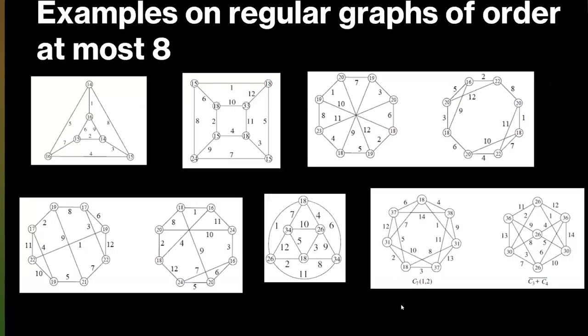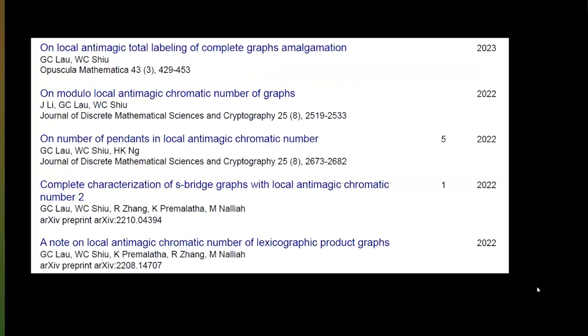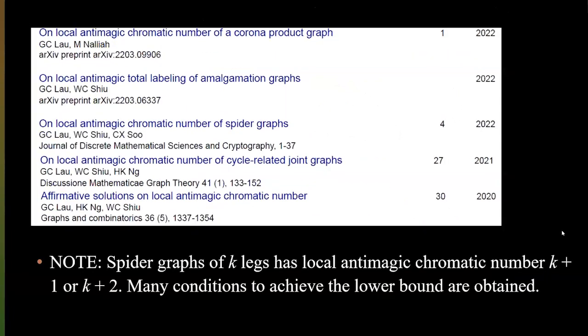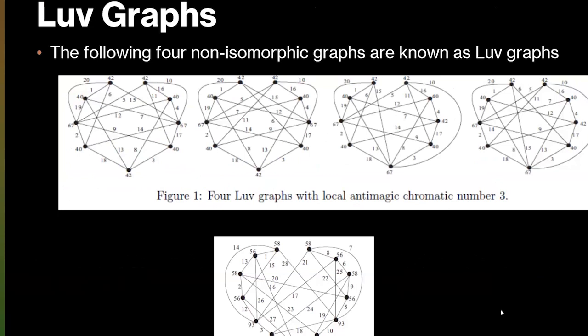So over the last few years, we have also determined the chi_LA of many regular graphs up to order at most 8. These are some of the regular graphs of order at most 8. And we completely determine the local antimagic chromatic number. Now we have many papers published also. What is more interesting is this.